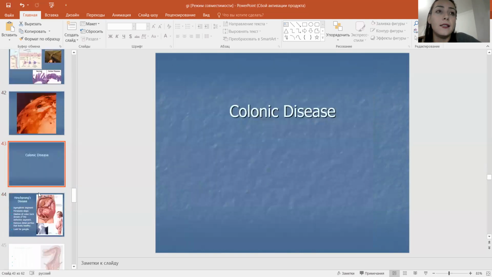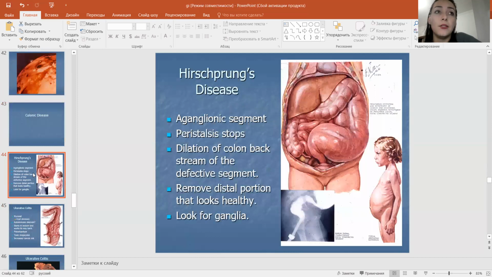Colonic disease. Hirschsprung disease. And you can see an aganglionic segment. What is an aganglionic segment? Peristalsis stops, dilatation of the colon behind the defective segment. Remove the distal portion that looks healthy, and look for ganglia.